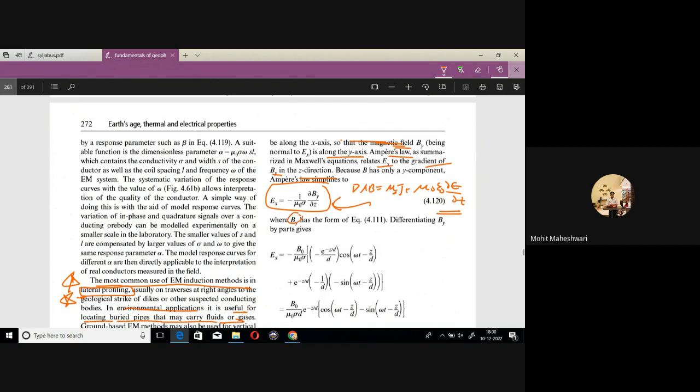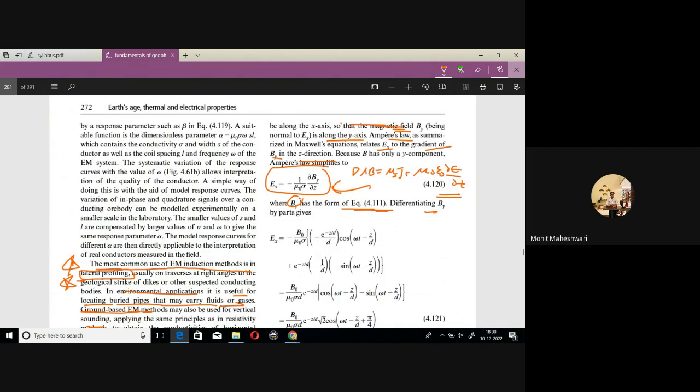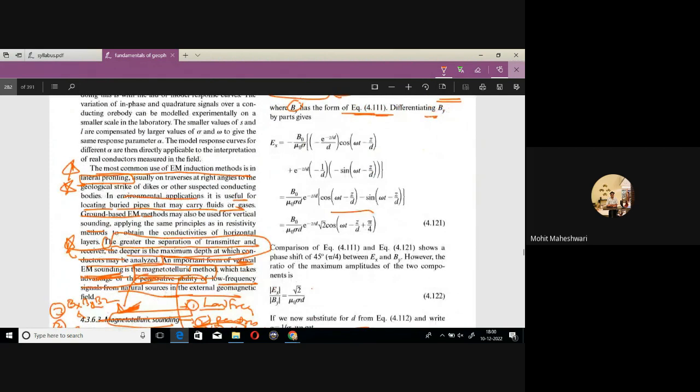By is given in the form in equation 4.11. So differentiating by parts, By is given there, and when we solve this equation, finally we will get this equation. This is very, very important for the Ex part. So there is a term of pi by 4, that means 45 degrees. So for the magnetic field in the x direction, comparison of equations 4.11 and 4.12.